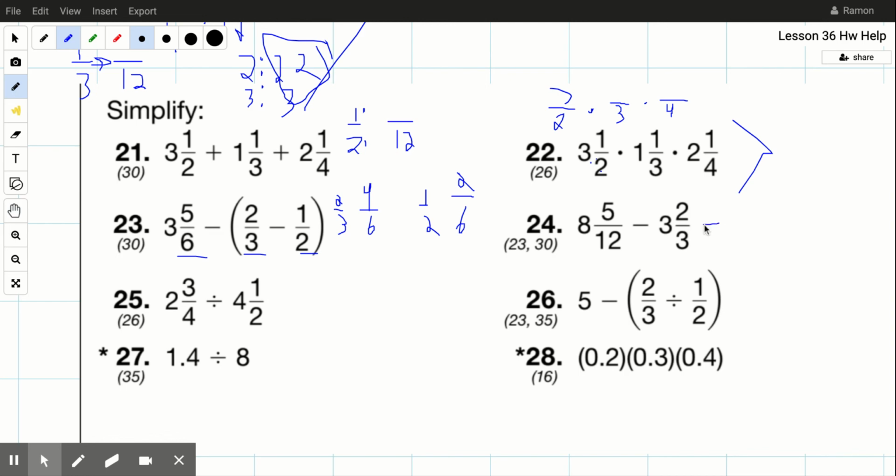So 3 and 2/3 is going to be a fraction out of 12. And then since we multiply by 4, that's going to be 8/12. But now you notice that the first fraction is smaller than the second fraction, so we're going to have to regroup. So we're going to have to borrow from the 8, which will become a 7, and then we're going to add 12 to the 5 to make it 17. So we have 7 and 17/12 minus 3 and 8/12. And now we can actually subtract fractions with fractions, whole numbers with whole numbers, and then simplify if you can.